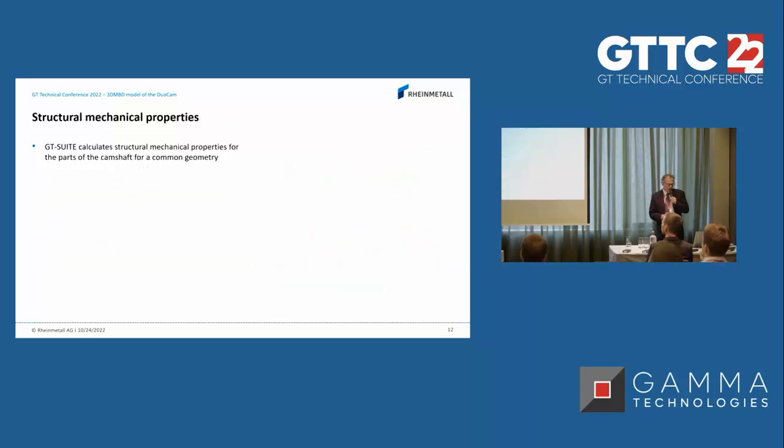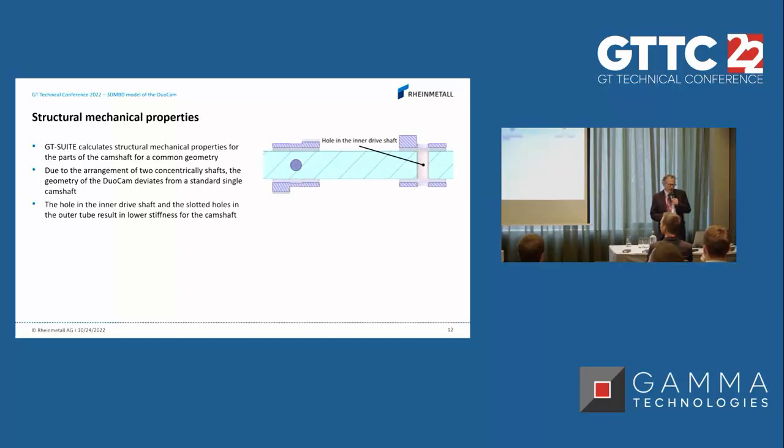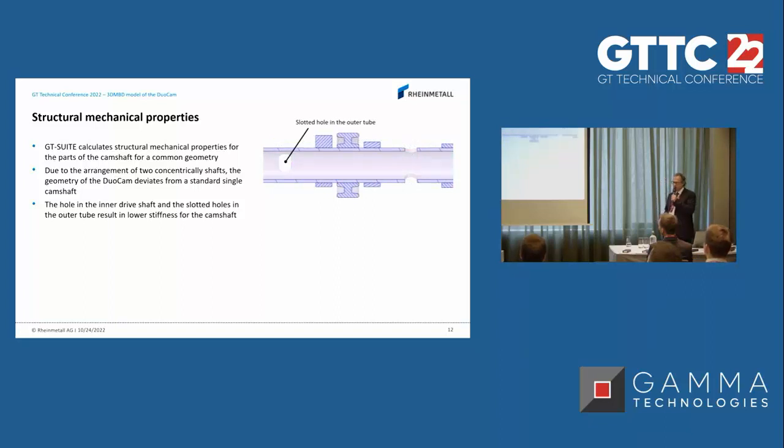The next challenge was the integration of the structural mechanical properties into the GT Suite model. Of course, GT Suite calculates the structural mechanical properties for the parts of the camshaft, but only for a common geometry. Due to the arrangement of the concentric shafts, the geometry of the DuoCam deviates from a standard camshaft. At the position of the pin, which is connected with the inner drive shaft and the moving cam, there's a hole in the inner drive shaft and a slotted hole in the outer tube. And this results in a lower stiffness for the camshaft.